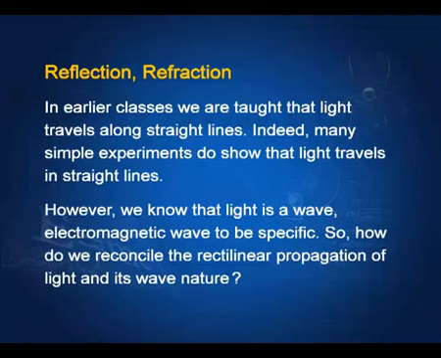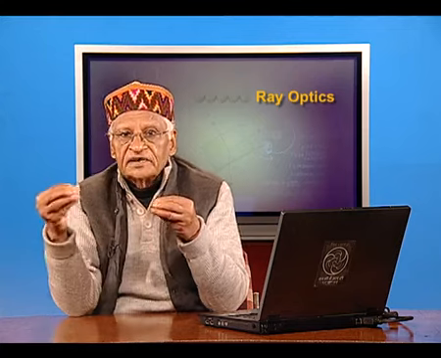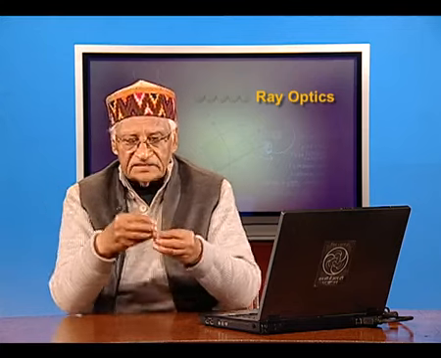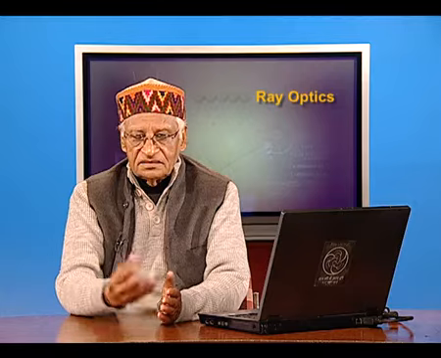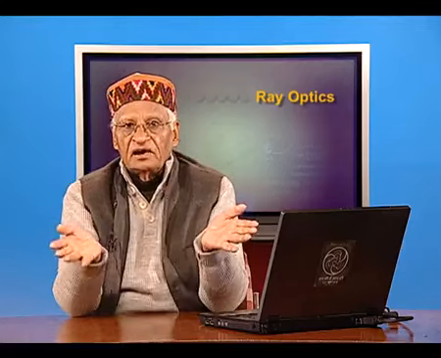However, we know also that light is a wave. Light is, in fact, as you know, an electromagnetic wave, it is a transverse wave. So, light is a wave. So, how do we reconcile the two things? It is found that as long as the aperture through which light has to pass has dimensions much larger than the wavelength of light, then the effects due to waves are not felt.